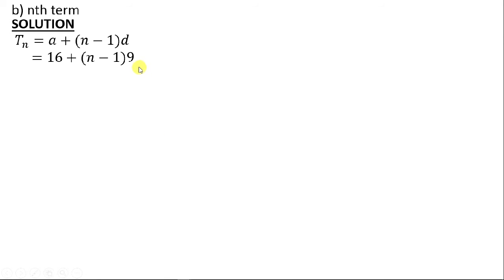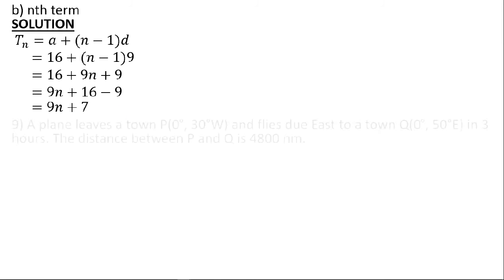Then we can expand. 9 times n will give us 9n. 9 times -1 will give us -9, and then we'll group the like terms together. So we have 16 minus 9, which gives us 7. 9n plus 7. That is our nth term.